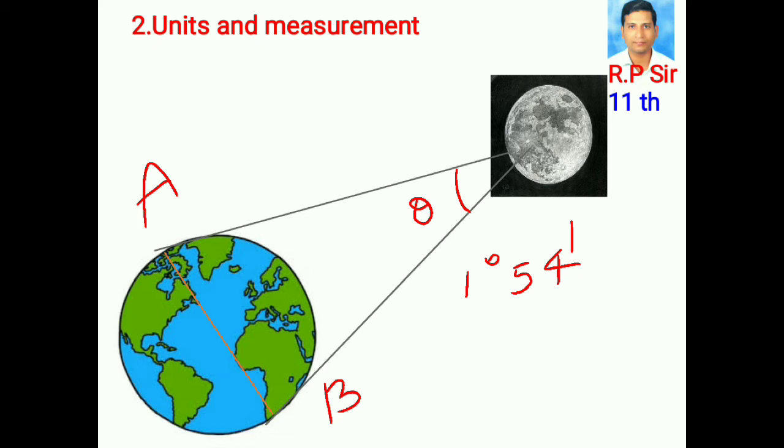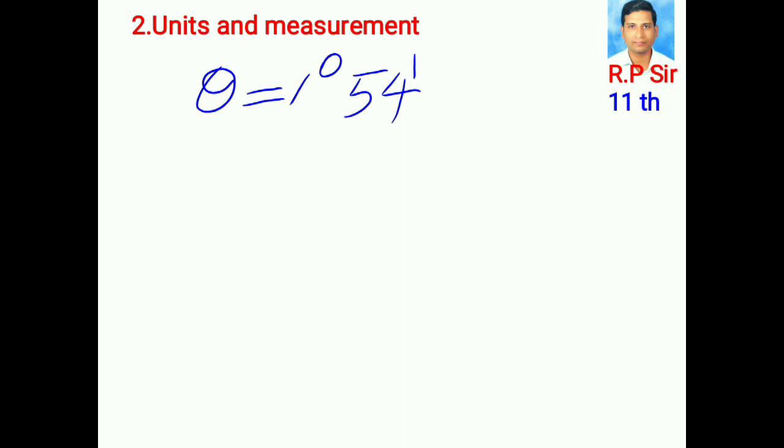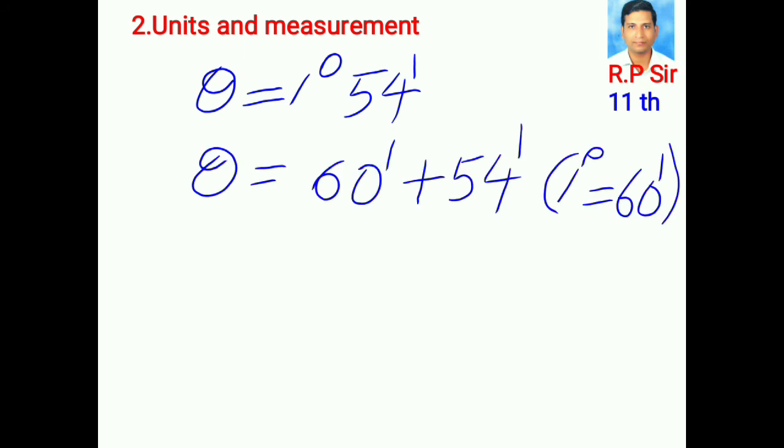and the distance between the two points, that is the diameter of the earth, is given by 1.276 into 10 power 7 meters. So this is nothing but the basis. Given that the parallax angle theta equals 1 degree 54 minutes. As we know, 1 degree equals 60 minutes. Therefore, theta equals 60 minutes plus 54 minutes, which equals 114 minutes.